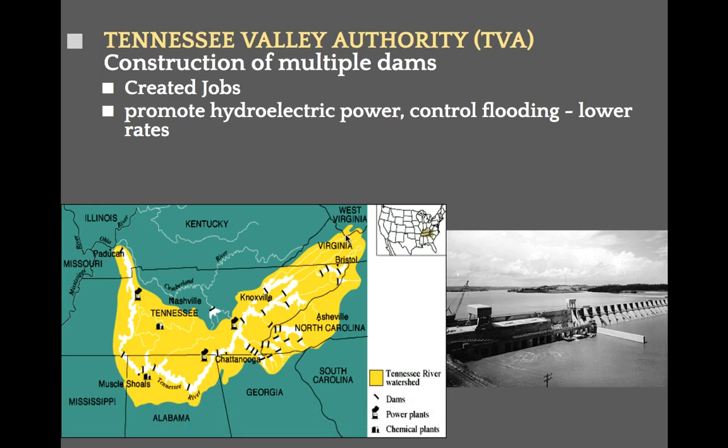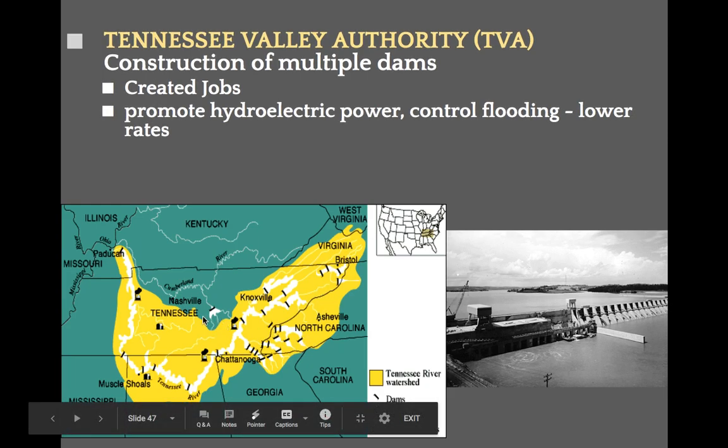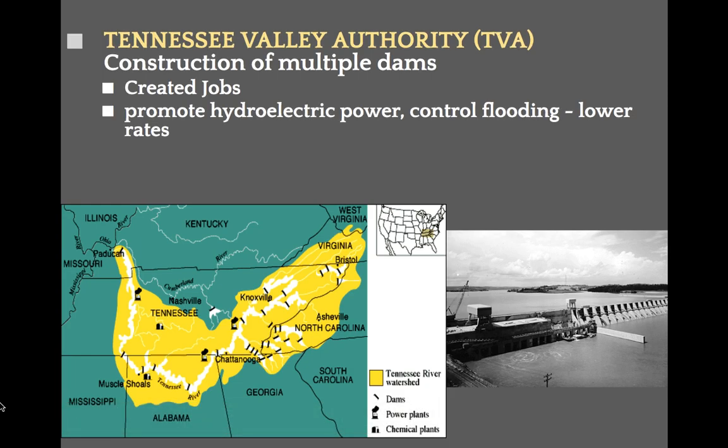Okay, so as you see, that moves through Virginia, North Carolina, Tennessee. And a lot of this area was also impacted when we talked about the Dust Bowl. So this uses water sources like that.